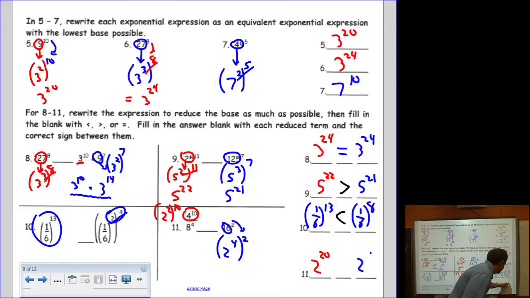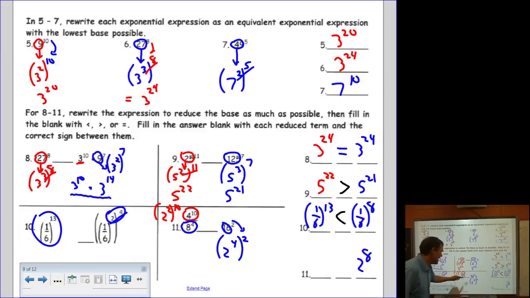Oops. I see now I did not finish the first side. So I can also do the 8 to the 4th. 8 is a perfect cube, so the 8 can be rewritten as 2 to the 3rd power, and then that is to the 4th power. Now you can use the power to a power rule and get 2 to the 12th power.